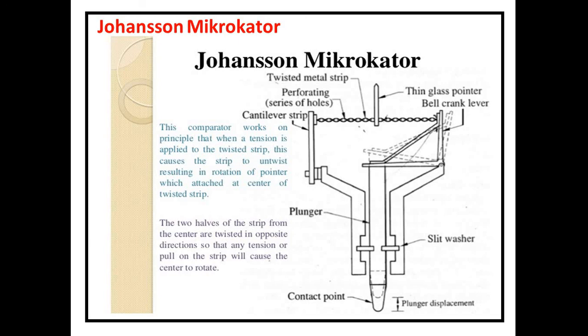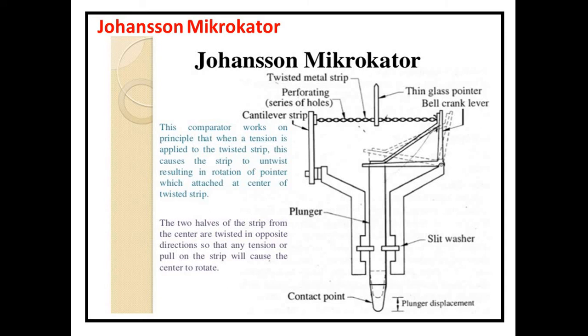So if there is any kind of pull on the strip, the pointer is going to rotate. This strip is perforated along the center line to prevent excessive stress. So some holes are manufactured on this twisted strip.